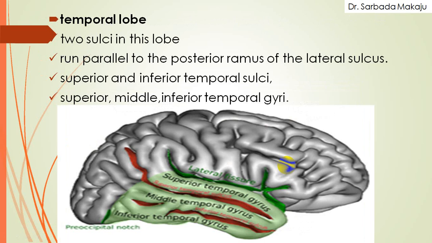Now the temporal lobe. Within this temporal lobe there are two sulci. This is known as the superior temporal sulcus and this is known as the inferior temporal sulcus, which run parallel to this area, which is known as the posterior ramus of the lateral sulcus. Now within this there are gyri. This is known as the superior temporal gyrus, this is known as the middle temporal gyrus, and this is known as the inferior temporal gyrus.